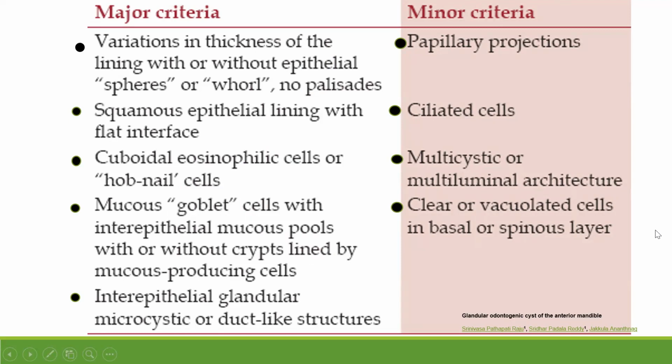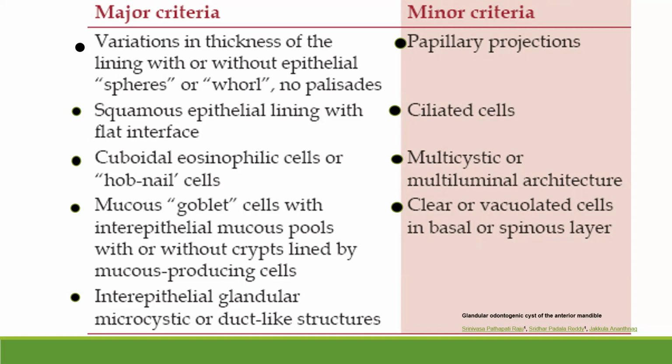There is a major criteria and minor criteria given by Kaplan. The major criteria includes the variation in thickness of the lining with or without epithelium, sphere or hole, no palisades, squamous epithelial lining with flat interface, cuboidal eosinophilic cell or the hobnail cells, mucous goblet cells with interepithelial mucus pooling with or without crypt-like by mucus producing cells, interepithelial glandular microcyst or duct-like structure.